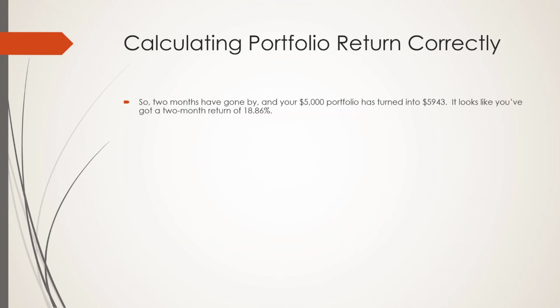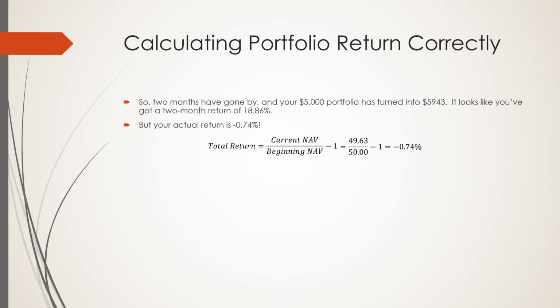All right, so 2 months have gone by, and your $5,000 portfolio has grown to 5,943. It looks like you've got a 2-month return of 18.86%. But remember, you put in an additional $1,000. So your actual return is negative 0.74%. And we can see this by taking our current net asset value divided by the beginning net asset value minus 1, and that gives us negative 0.74%.